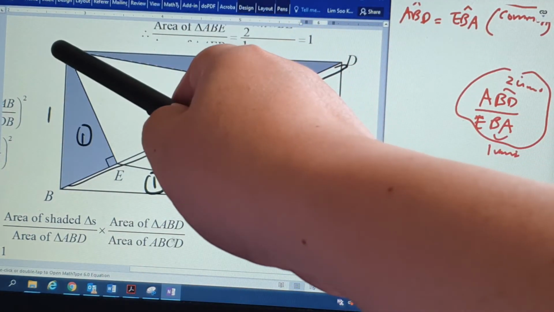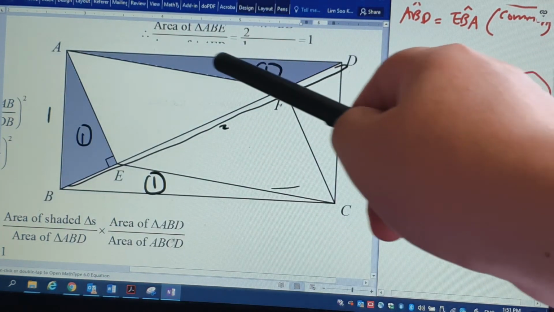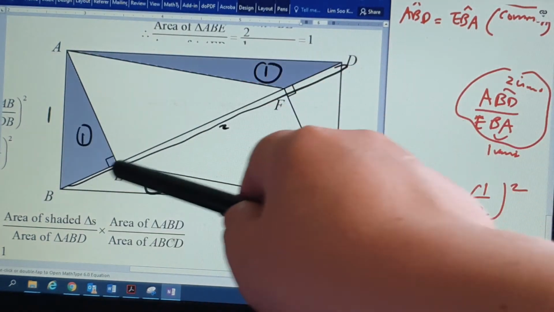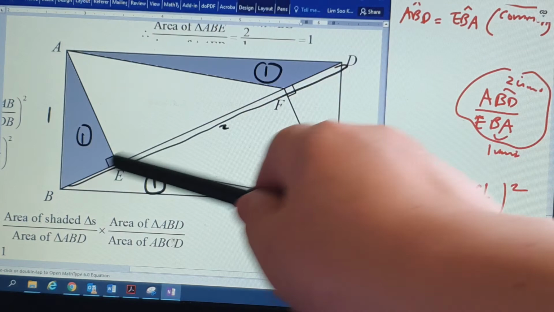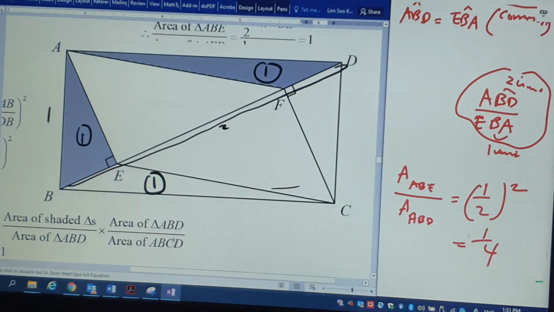And do you see that this ABD is congruent to BCD, because it is a triangle being cut into 2? So this area is the same as this area. Do you agree? If you agree, then you will agree that the answer for this question is just 1/4. Then you ask me, why 1/4?